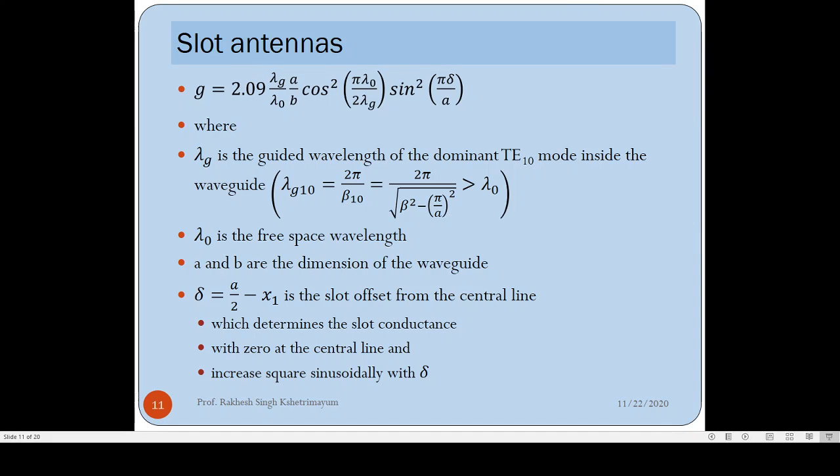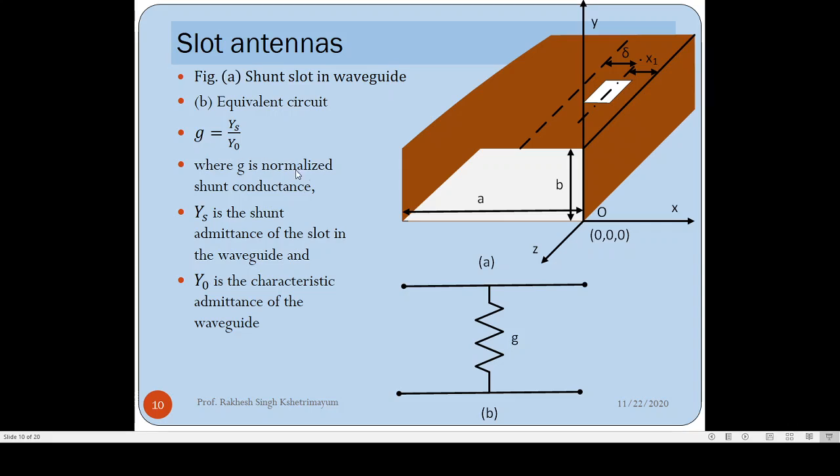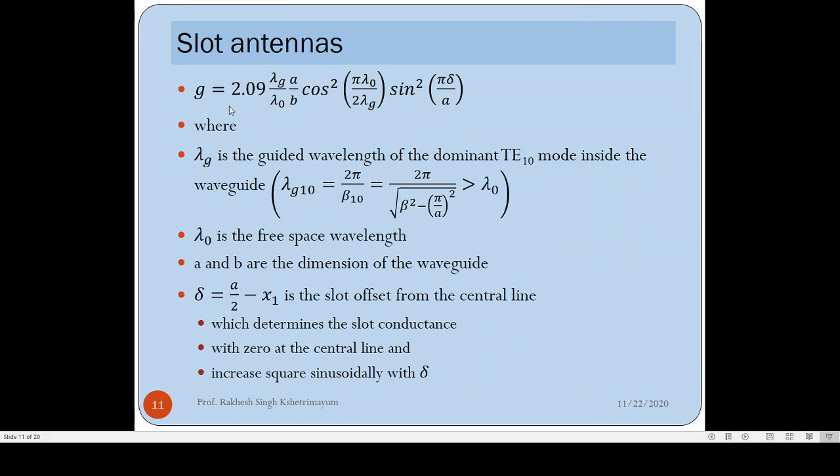Let us try to find out the relation for this normalized shunt conductance. It can be found from this relation. G is equal to, it has been derived by Stevenson, and I have given references. From the references you can find out. One book is by A.J. Sangster. He has a book on slot antennas. Stevenson has derived G is equal to 2.09 lambda G A divided by lambda 0 B. Lambda G is the guided wavelength. If you are considering TE10 mode, the guided wavelength can be found as 2 pi by beta 10. Beta 10 is the square root of beta square minus pi by A whole square.